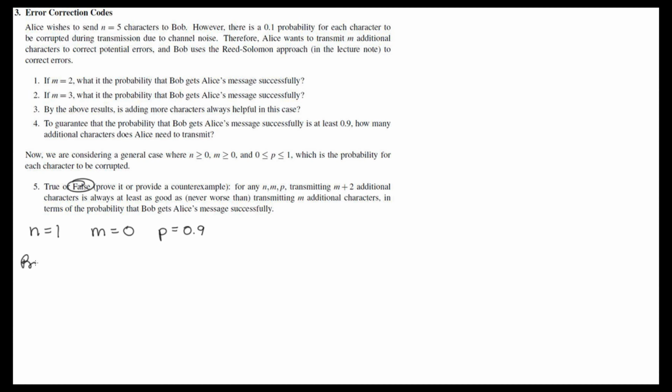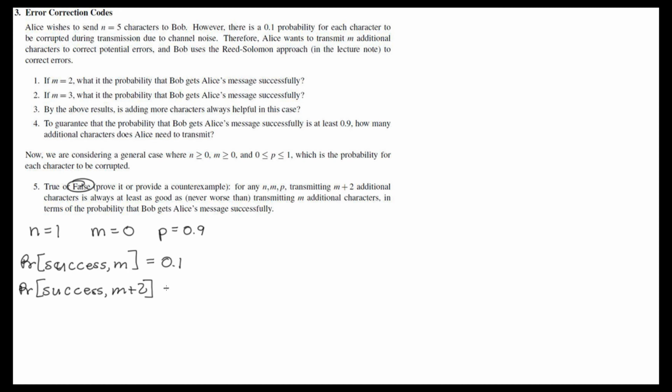So if we look at the probability of success using m, what we have is 0.1, because there's a 0.9 chance that that 1 character that's sent is corrupted, and there's a 0.1 chance that it's not corrupted. And now we want to look at the probability of success with m plus 2.